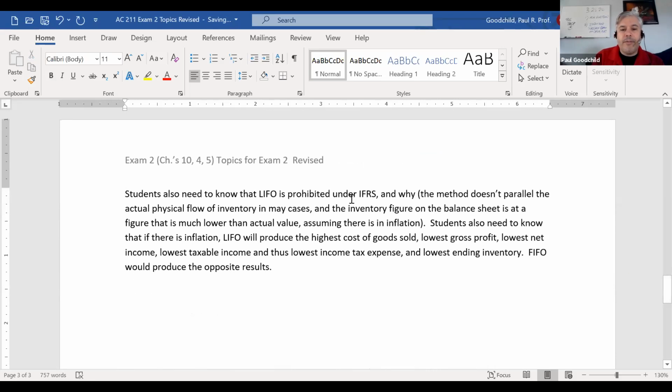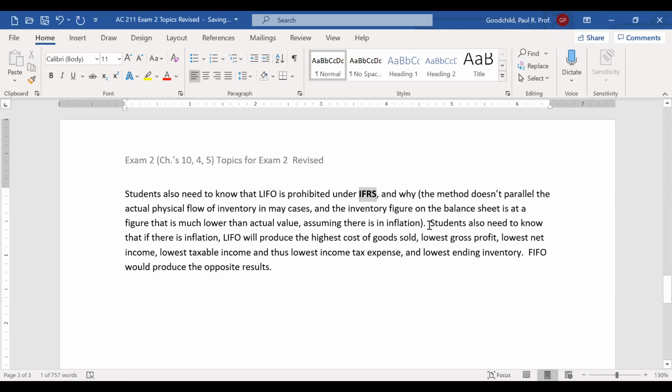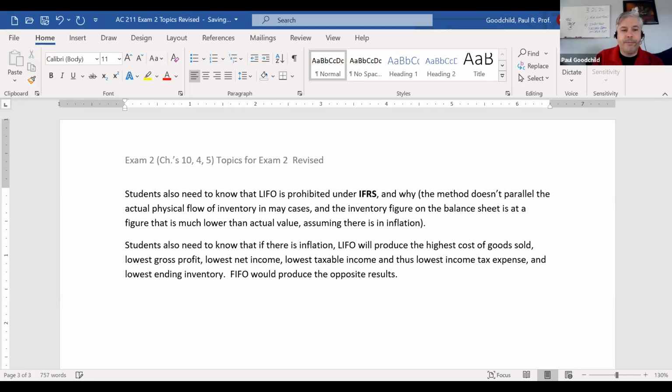Also need to know that LIFO is prohibited under IFRS and why the method doesn't parallel the actual physical flow of inventory in many cases. So we all know what IFRS is, right? That's International Financial Reporting Standards. Does LIFO still fall under GAAP? Yes.